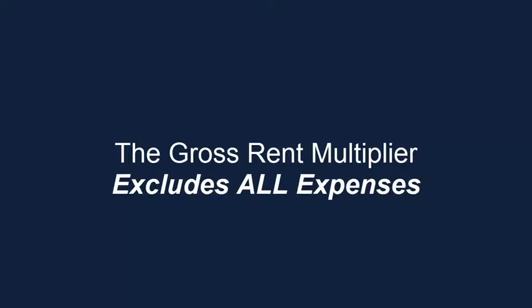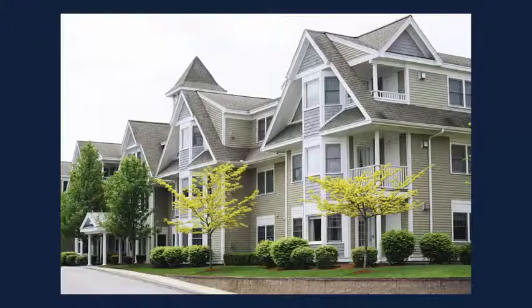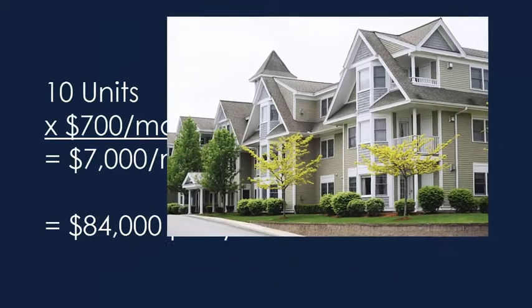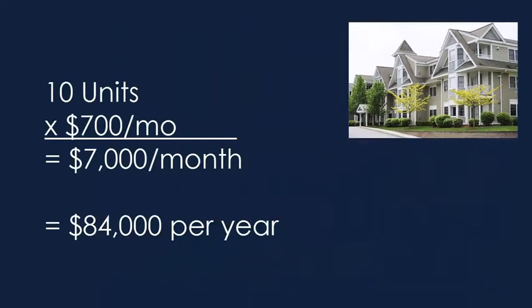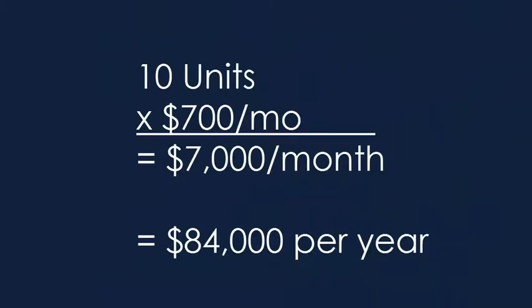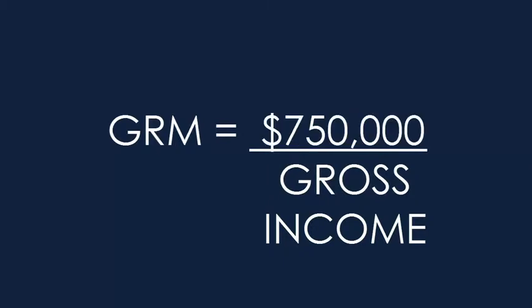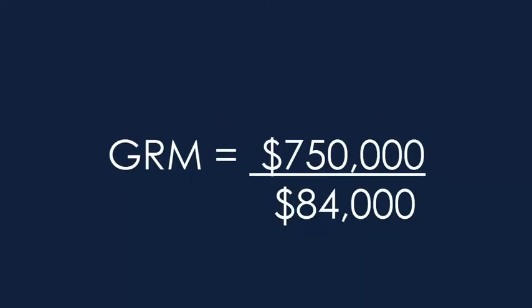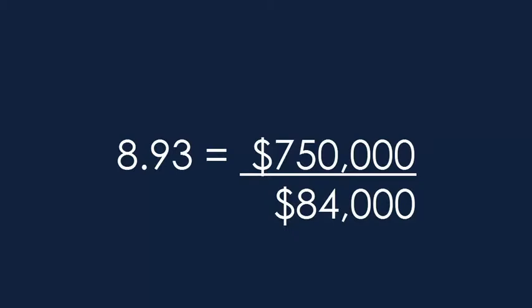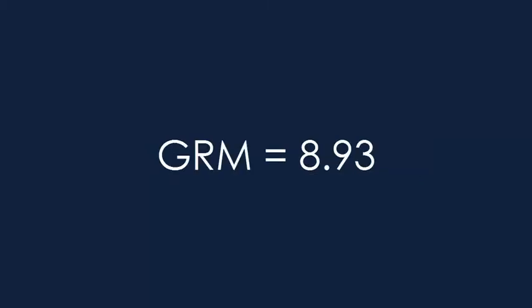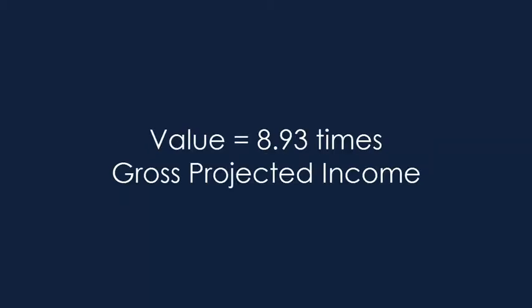For example, let's look at a small apartment building. Assume you have 10 units, and each unit rents for $700 a month. That's a total of $7,000 per month, or $84,000 per year in potential income. Let's say the property is listed for $750,000. That's a gross rent multiplier of 8.93. What this equation tells us is that a property is valued at 8.93 times what it produces annually.